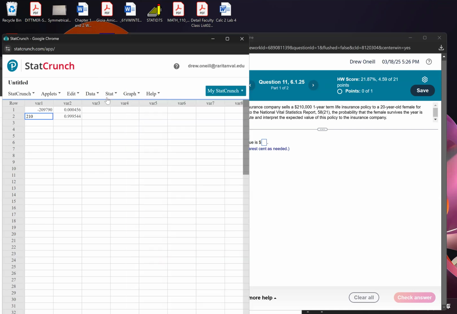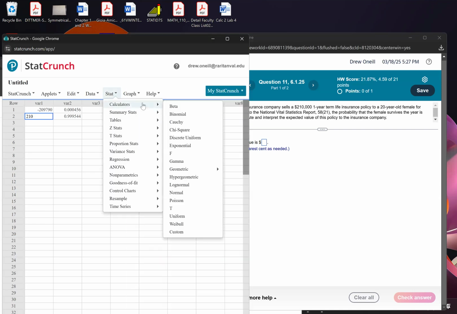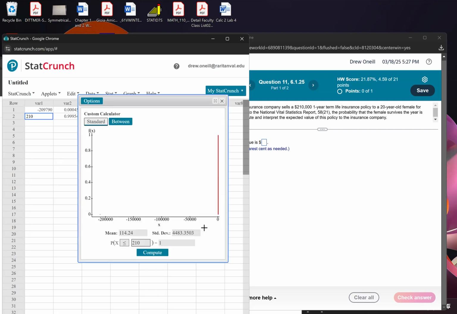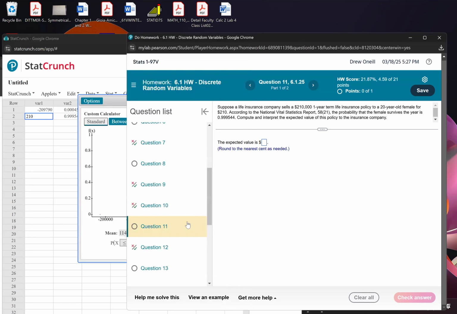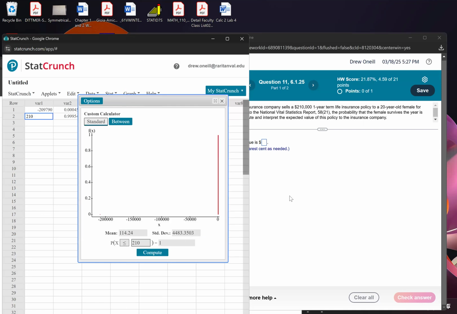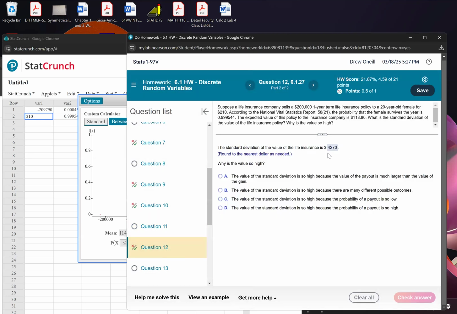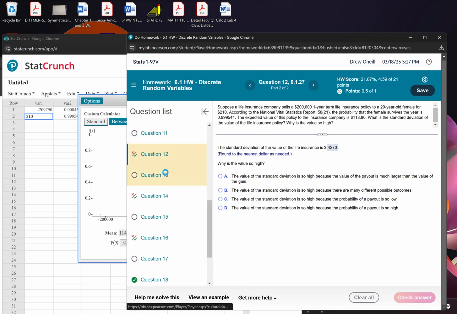We can actually, believe it or not, calculate this the same exact way we just did. Stat, calculator, custom. Our values are the dollar amounts and our weights are the probabilities. We hit compute. The mean is the expected value, so this would be 114. And then the standard deviation is calculated as 4483. The reason I want you to pay attention to the way we just did this is that the next question is going to ask you to find the standard deviation. I don't feel like calculating it again. This one is just the same exact setup like we did here, but it's asking you to calculate standard deviation. Okay, moving on.